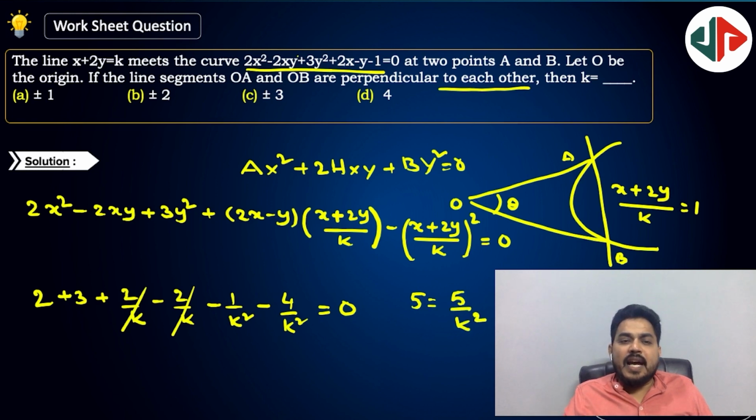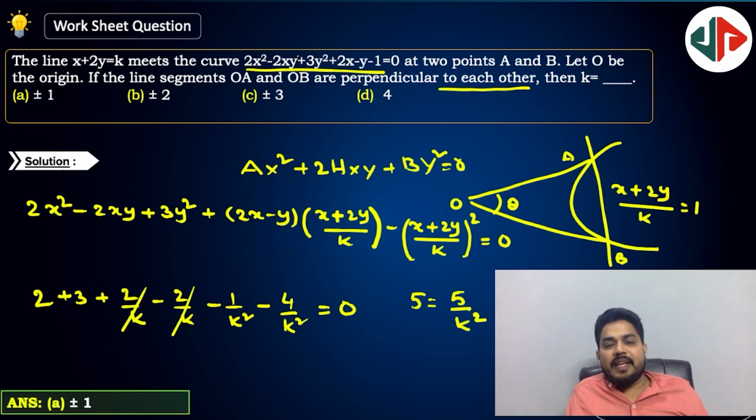So what is the answer you will be getting? K is equal to plus or minus 1. Answer is A. So here what is the concept? Homogenizing the given equation with the given line. Okay.